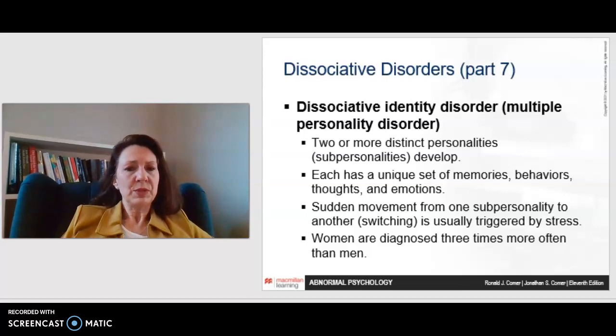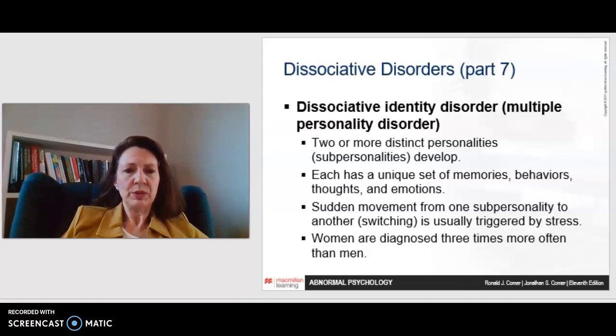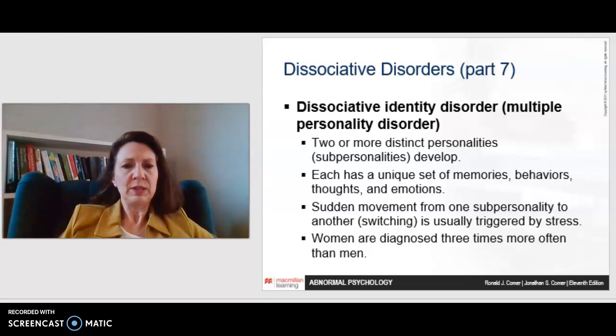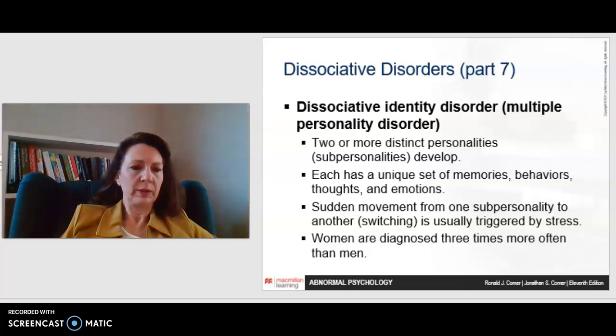And then we have dissociative identity disorder, which is the multiple personalities, where each personality has a unique set of memories, behaviors, thoughts, and emotions. There's a sudden movement from one subpersonality to another that's triggered by stress. Women are diagnosed with this 3 times more often than men are.